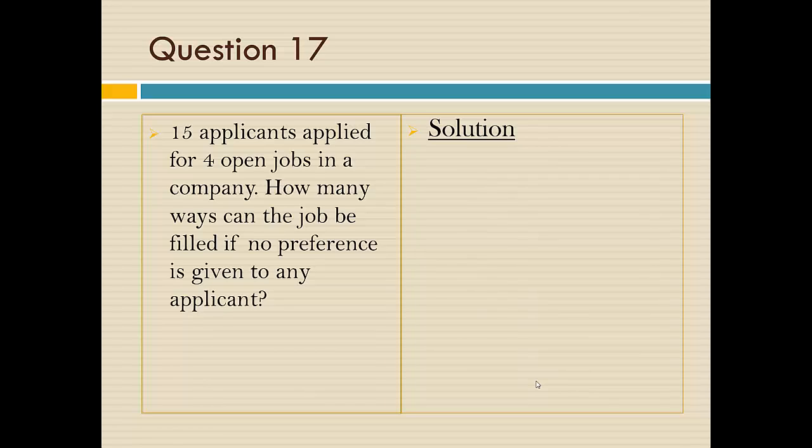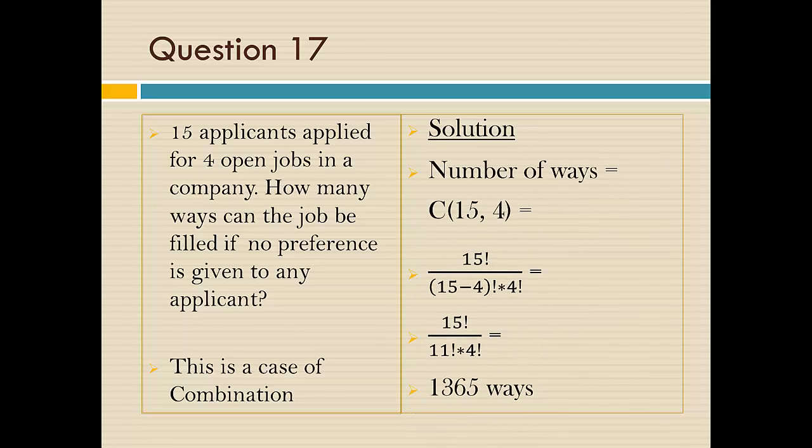Question 17. 15 applicants applied for 4 open jobs in a company. How many ways can the jobs be filled if no preference is given to any applicant? It's just what? 15 combination 4. There's no preference. So 15 combination 4 gives 1,365 ways. Just the 15 people apply, 4 positions will be filled, and any of the 15 can fill the position. So it's 15 combination 4.